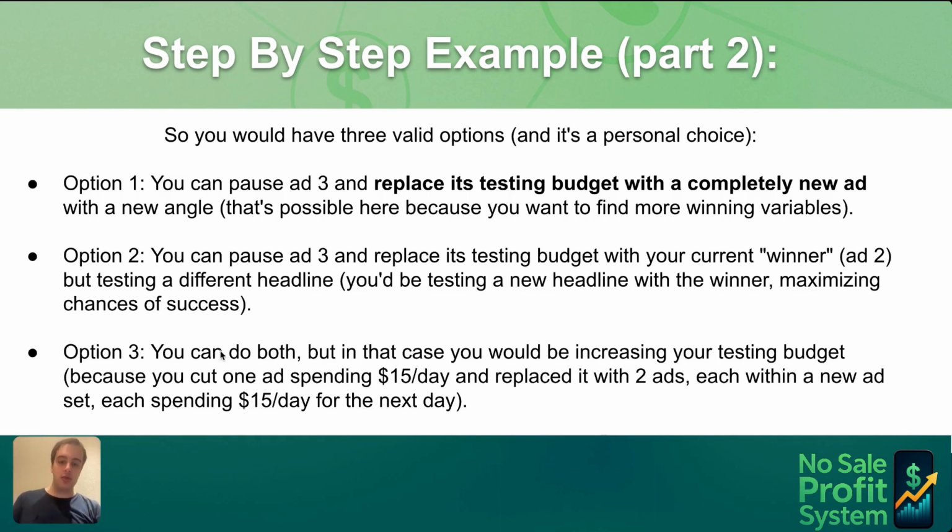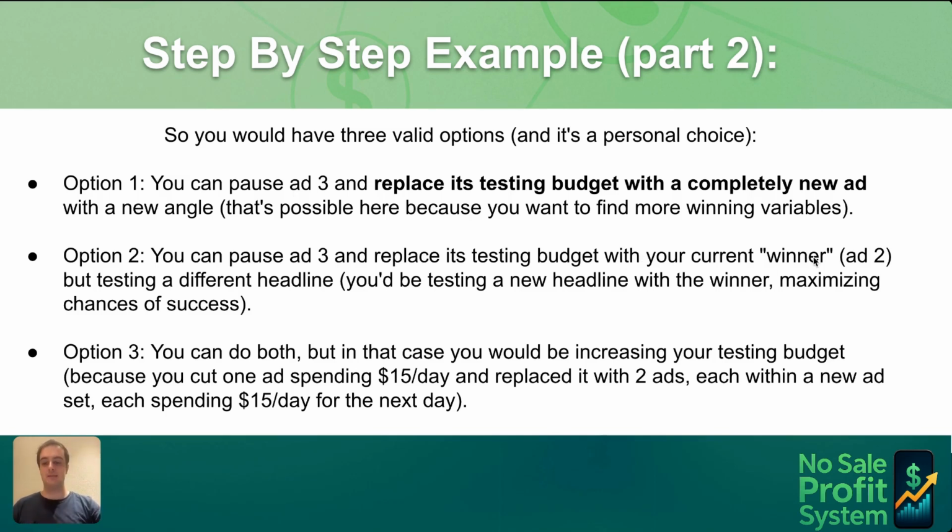Or you can do both. So you can both pause ad three and replace this budget with the current winner. But in this case, you'll be increasing your testing budget. So for example, you would pause ad three, you would test a completely new ad, and you also create a variation of the winner. So obviously you're increasing your overall budget.